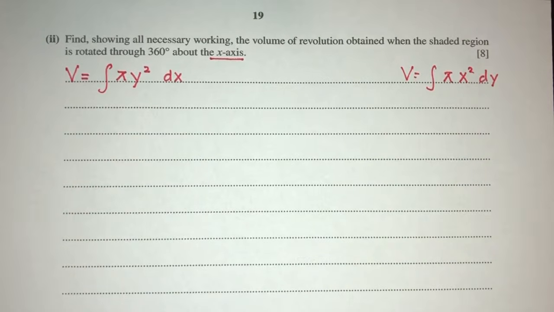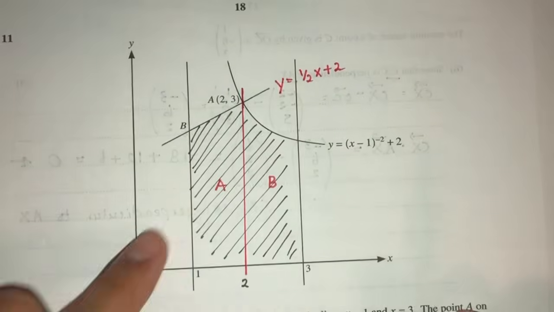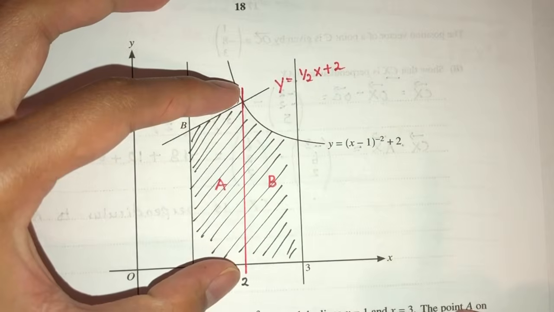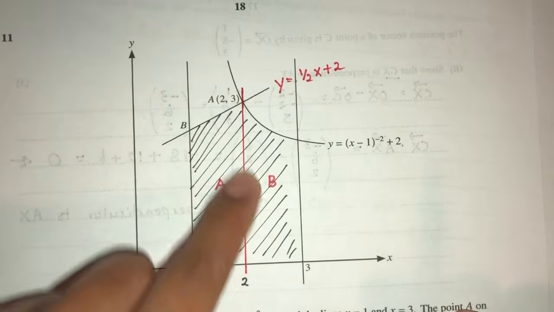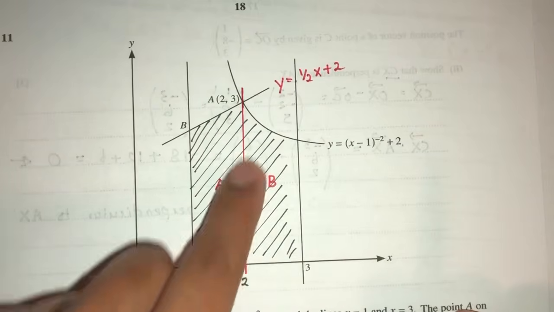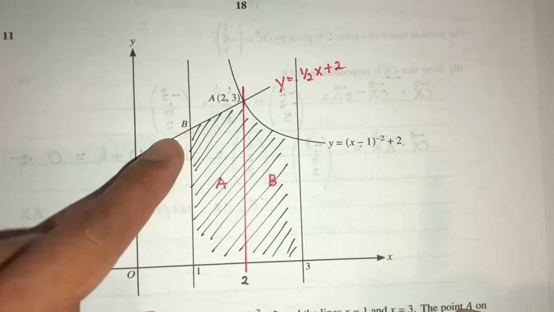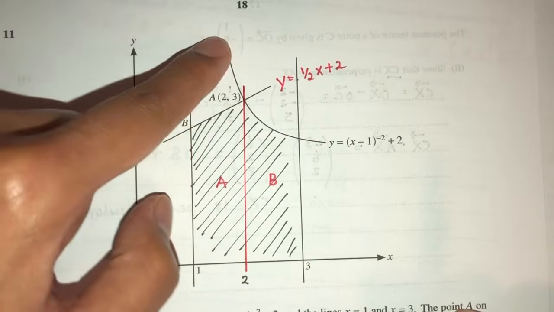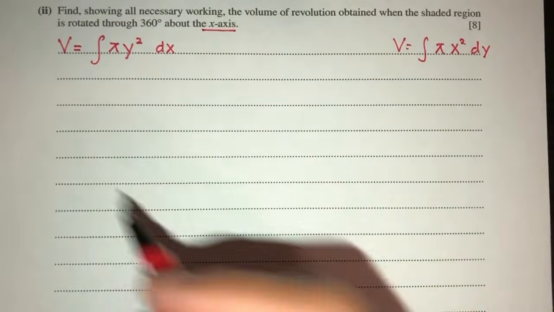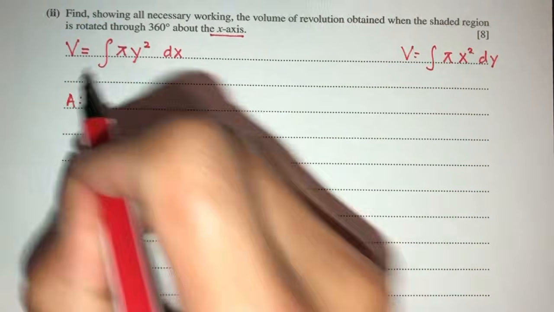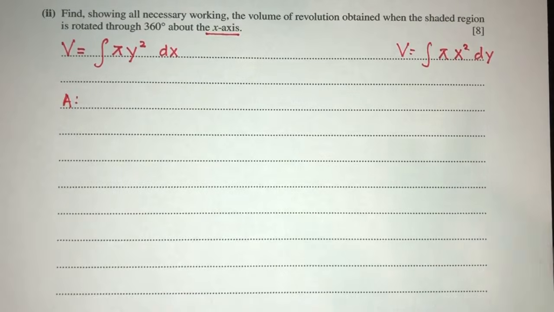But the first step, as you can see, we have to break this one into two parts. We have to first find the volume for part A and the volume for part B. For part A, it is below this straight line. For part B, it is below this curve. So one by one, let's find part A first. A will be the integration below the straight line.